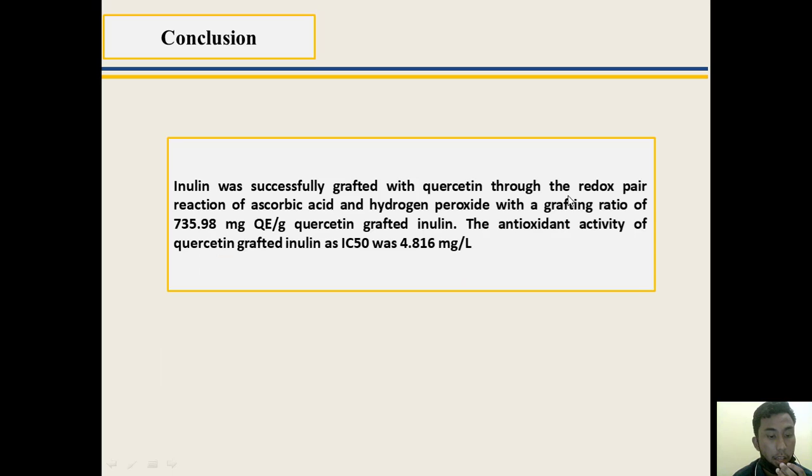Conclusions: inulin was successfully grafted with quercetin through the redox pair reaction of ascorbic acid and hydrogen peroxide, with an optimal grafting ratio of 735.98 milligram quercetin equivalent per gram of quercetin grafted inulin, and the antioxidant activity of quercetin grafted inulin as IC50 was 4.816 milligram per liter.